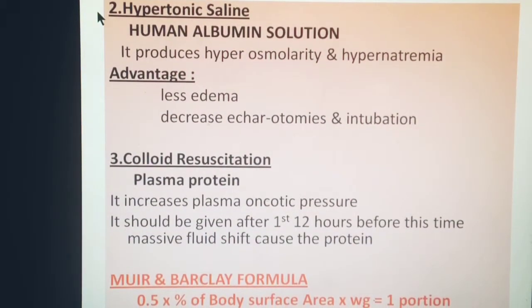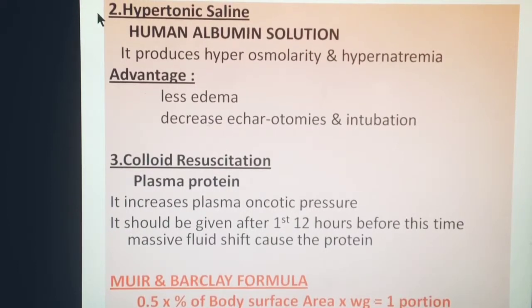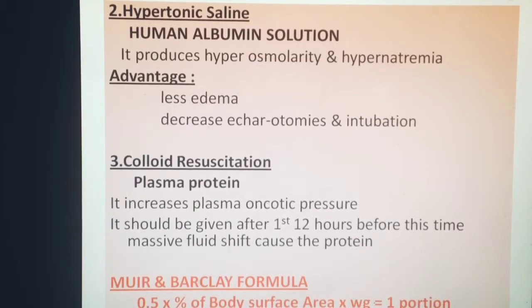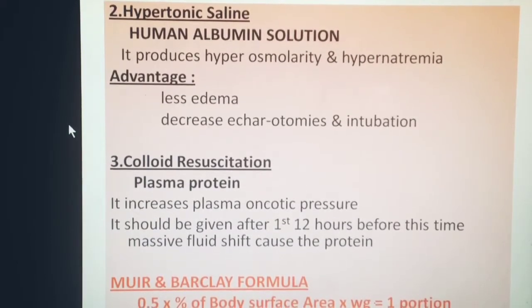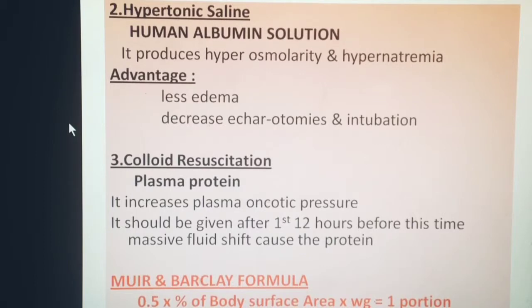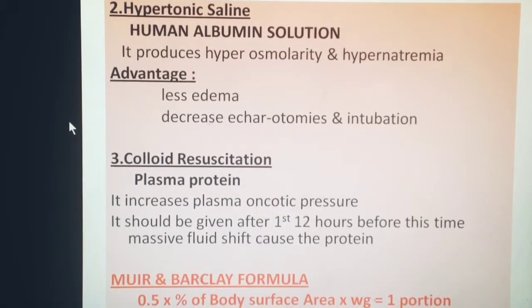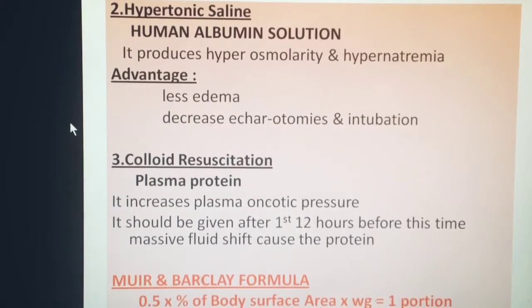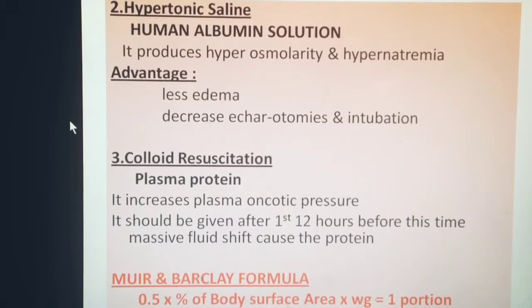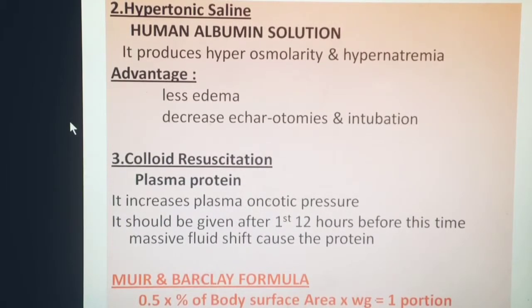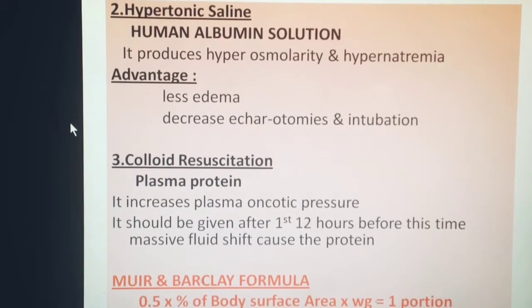Now, another type of fluid is hypertonic saline, which consists of human albumin solution. It produces hyperosmolarity and hypernatremia. The advantage of such fluid is that it causes less edema and decreases escharotomies. Escharotomies are incisions made on the body after it has been severely burned and charred. These are done in the chest wound so the chest can expand easily, and we also decrease intubation if this type of fluid is given.